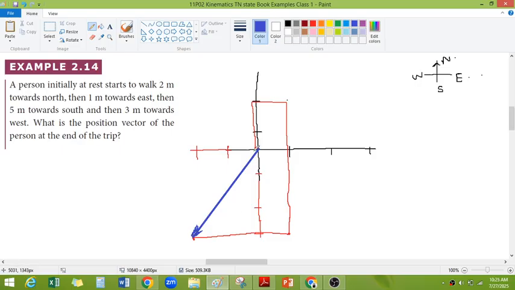So that means he has moved 2 meters in the minus 2i, and then 3 meters in the minus 3j. So if you want, you can call this P. This is O, so I will call this OP vector or position vector of P.